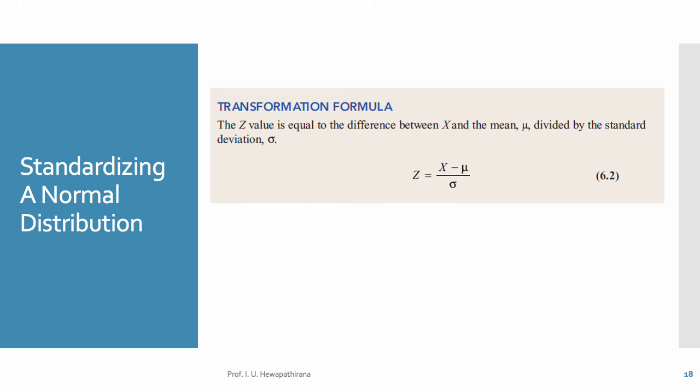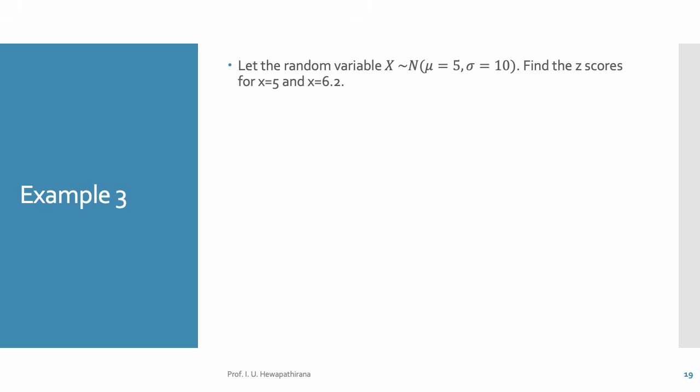So how do you convert a given value of a normal distribution to its standard normal value? There is a formula. Simply, given x, you subtract the mean and divide by the standard deviation sigma. So Z equals x minus mu divided by sigma. Now let's discuss an example. Let the random variable capital X be distributed as normal with mean 5 and standard deviation 10. Find the z scores for x equals 5 and x equals 6.2.